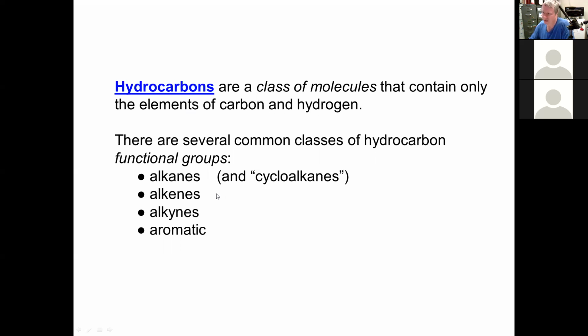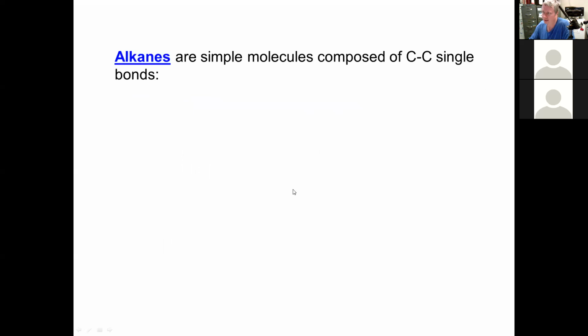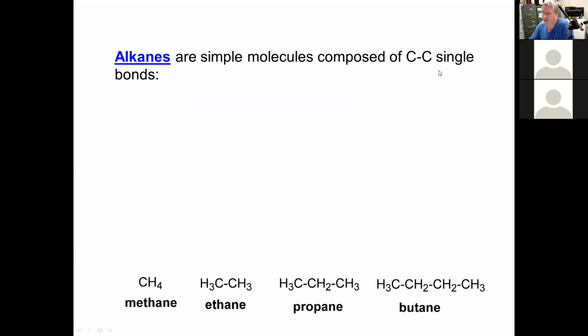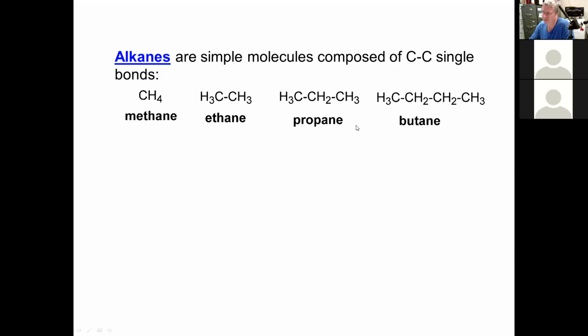There's several classes: alkanes, alkenes, alkynes. We already talked about those. Aromatic, so benzenes and stuff. Also cycloalkanes. What do you think that is? It's an alkane with a ring, like a cyclic alkane. Alkanes are simple molecules composed of C-C single bonds. Methane, ethane, propane, and butane. And you're going to get practice learning the names of these, all the way up to 10 carbons.